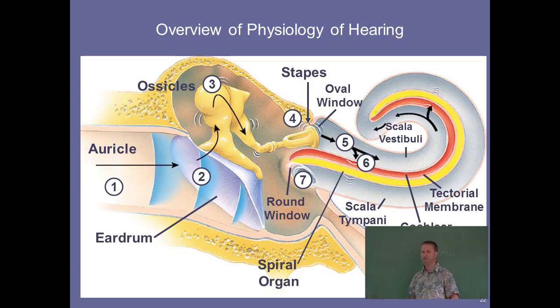What does the eustachian tube do? So it connects the middle ear to the oral cavity. Why is that necessary? Why is it important? Pressure. It helps to equalize pressure.